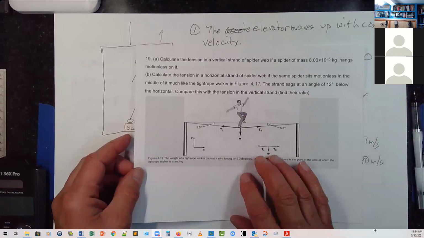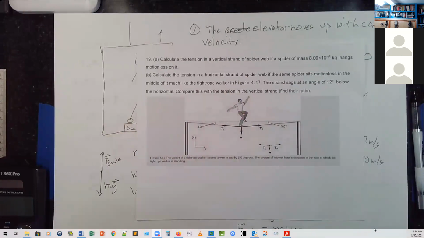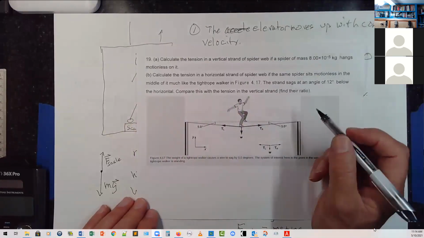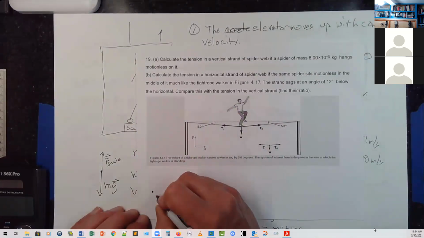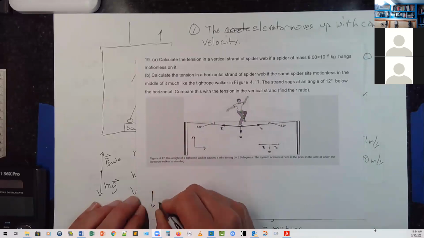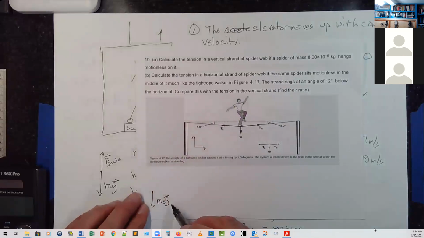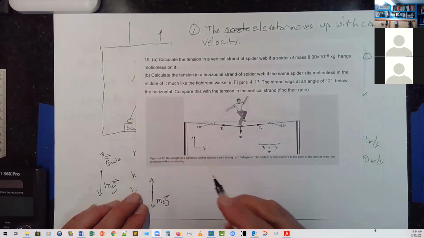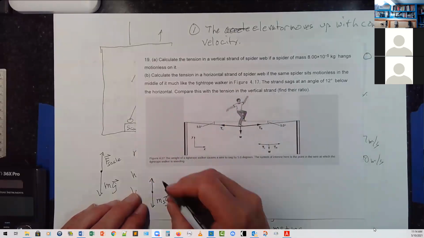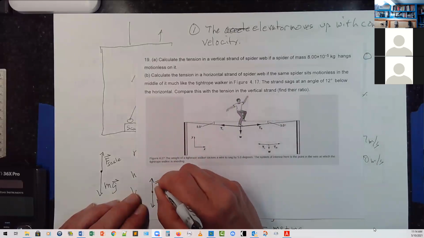This one has us first calculate the tension in a vertical strand of a spider web if a spider of mass 8 times 10 to the minus 5th kilograms hangs motionless on it. Okay, well, I can make a free body diagram for the spider. And here's what it'll look like. I'll have the mass of the spider times g, that's the weight of the spider. And then that weight is being supported by a vertical strand of spider web. And so it'll have a tension in it.